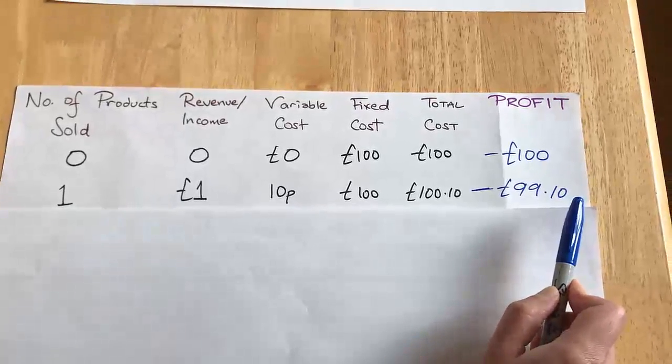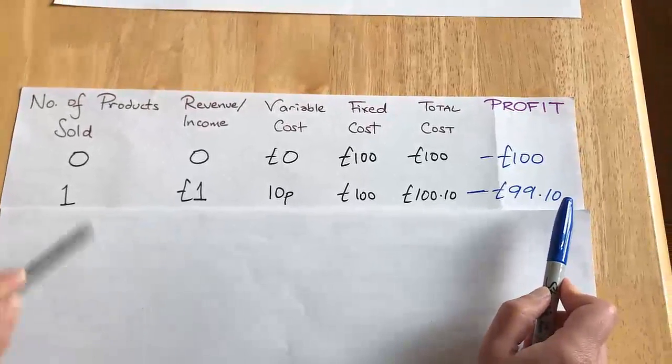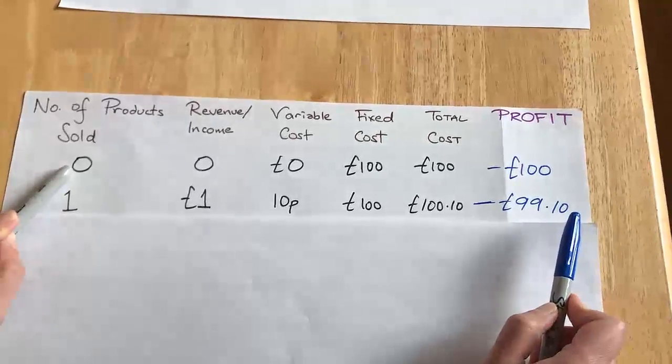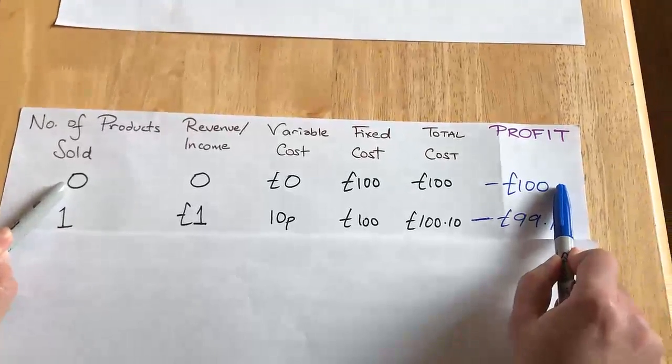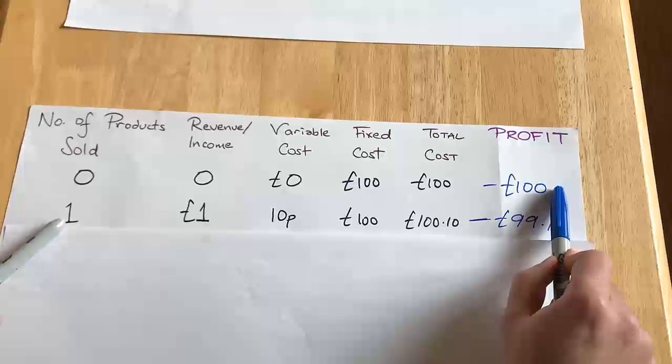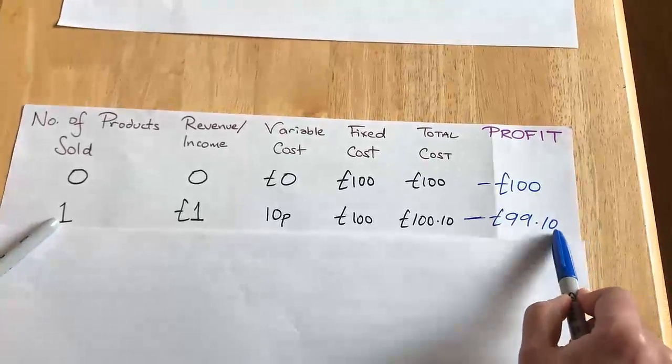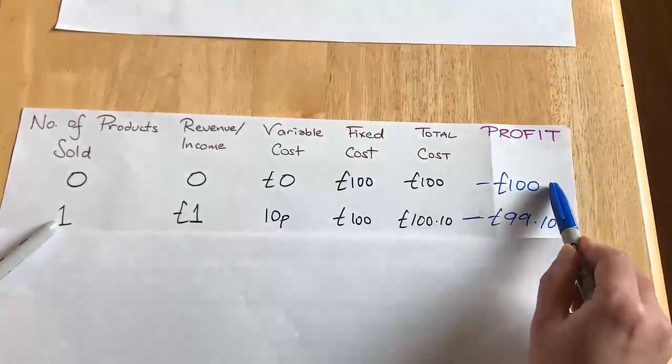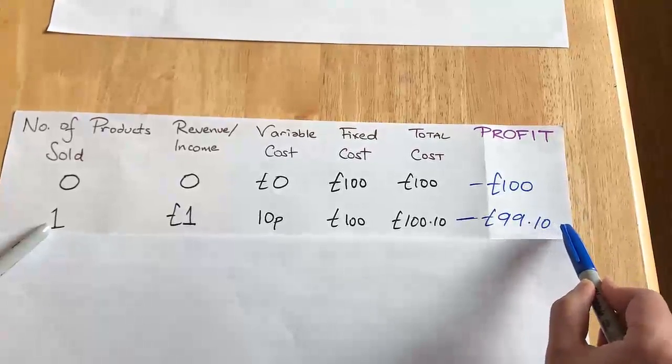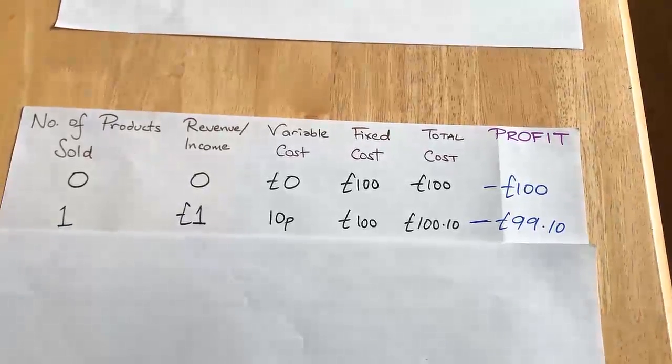Now, very important to note here is that when we made no products, we made £100 loss. However, when we made one product, our losses have reduced. So instead of making £100 loss, we're now making £99 and 10 pence. Right, let's quickly move on.